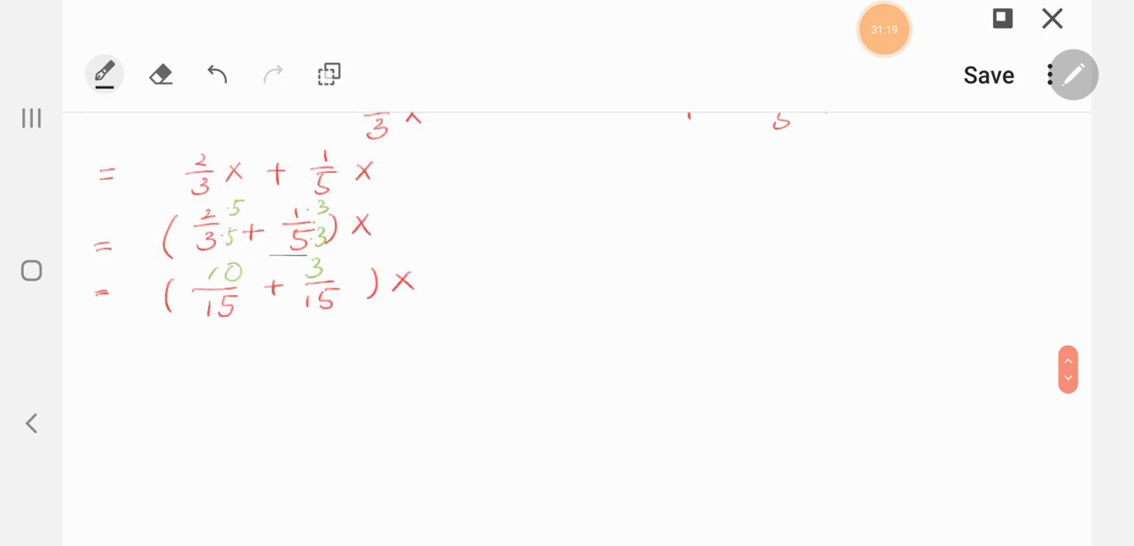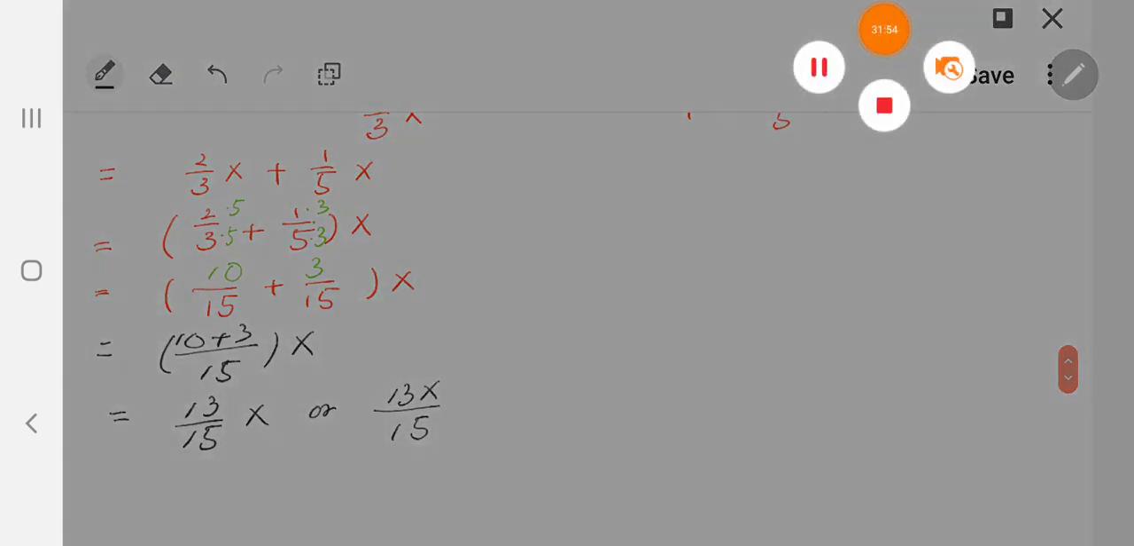So the denominator is 15 because the LCD is 15. 3 times 5. So multiply the numerator by the number that makes the denominator 15. All right. So that's equal to 10/15 x plus 3/15 x. So that is 13/15x. Or you can write it 13x/15. All right, let's try the next example.